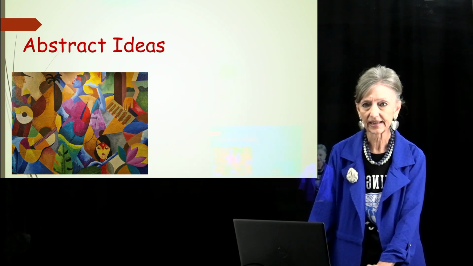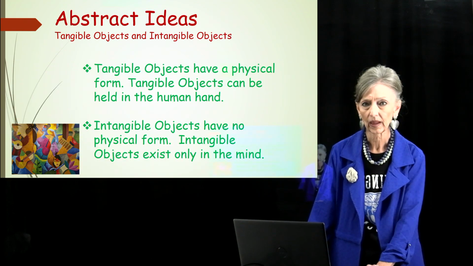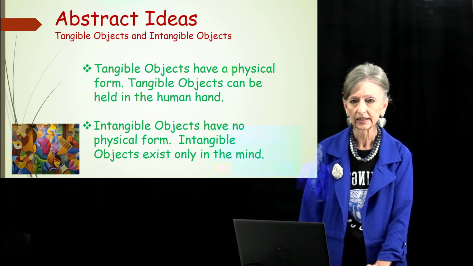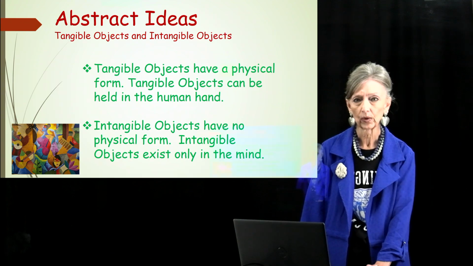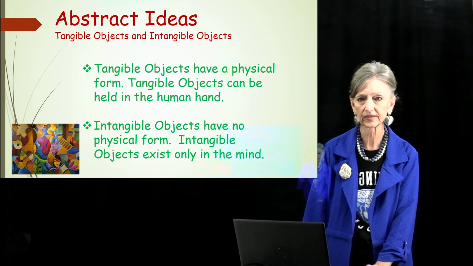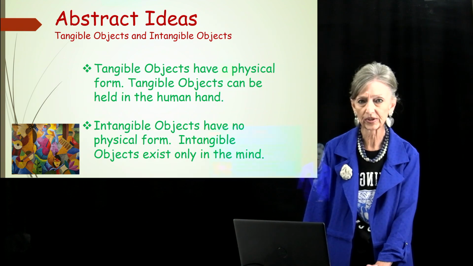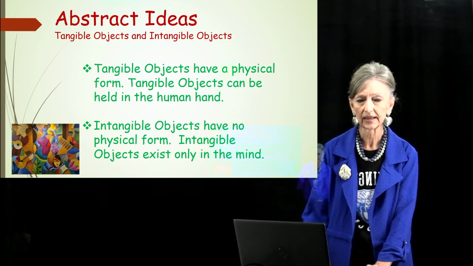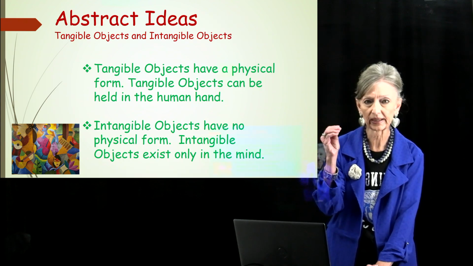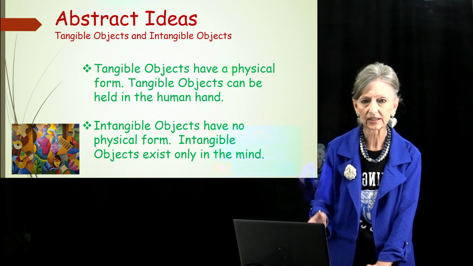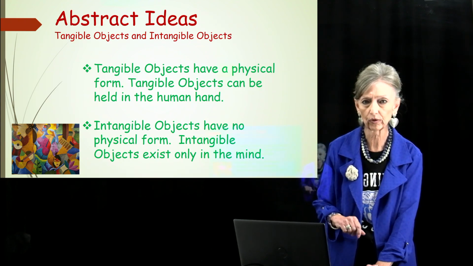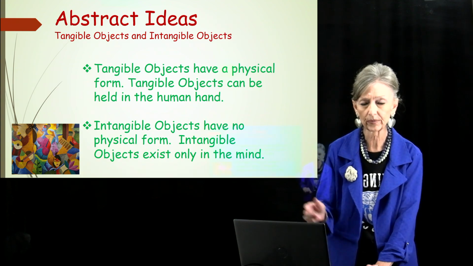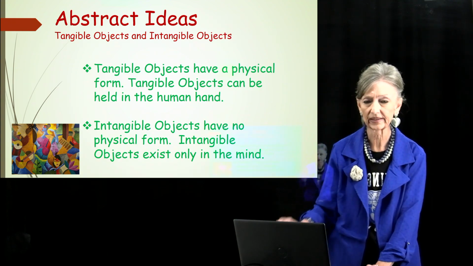Let's leave syntax and let's talk about abstract ideas. Abstract ideas, to understand what they are, we need to talk about tangible objects and intangible objects. Tangible objects have a physical form. Tangible objects can be held in the human hand. Intangible objects have no physical form. Intangible objects exist only in the mind.